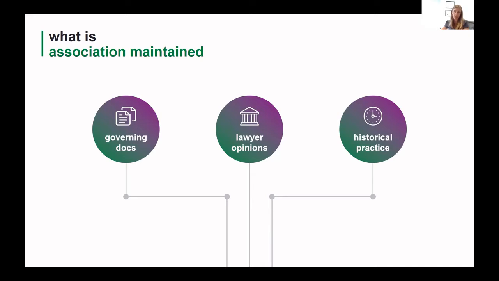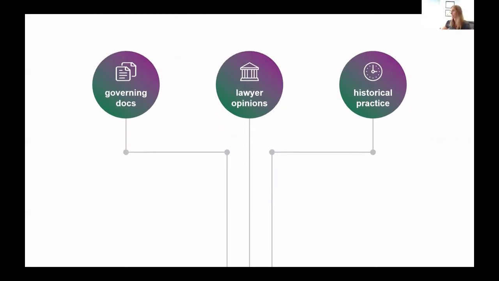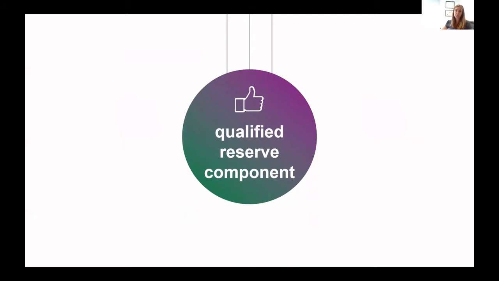Really drilling down with what the association truly is responsible for versus possibly homeowners or maybe even another entity. It is important to take into account any historical practice as well. Maybe the homeowners are responsible for replacement of their windows, but the trim is painted by the association. If there are historical practices and it's the way the association operates and functions, it is important to relay that information to the reserve specialist so they can set the reserve study up accordingly. And so that will make it a qualified reserve component.